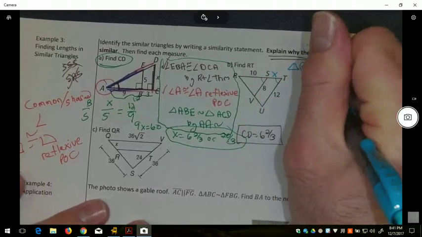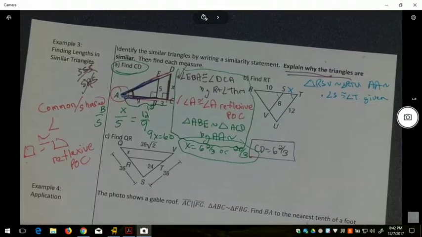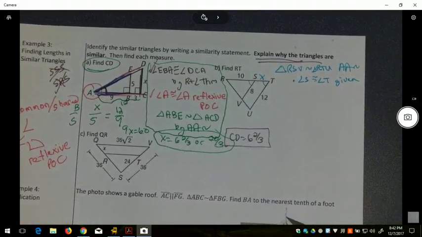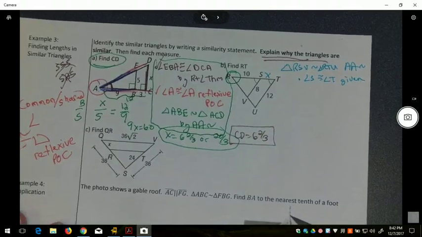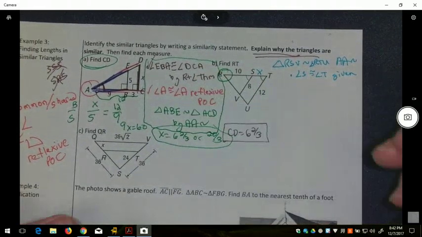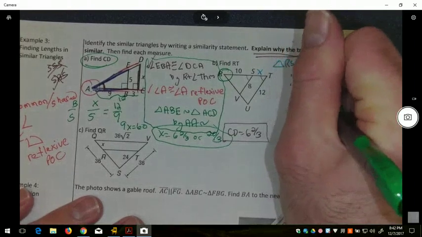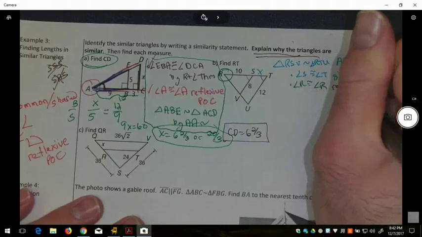S is congruent to T, that's given, because it's been marked for us already. There is one other angle I can mark in here, and no, it's not vertical angles, and no, it's not linear pairs, because linear pairs aren't congruent. They add to 180. Angle R right there. R is a common angle. It's an angle in both the small triangle and the larger triangle. So angle R is congruent to angle R by reflexive property of congruency.